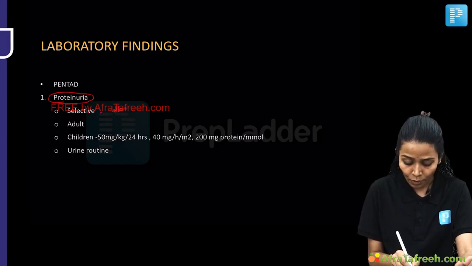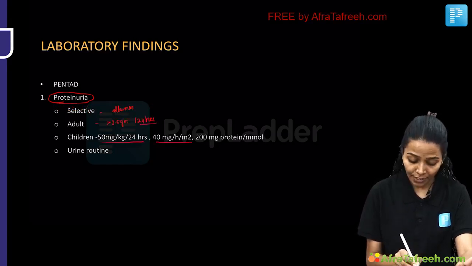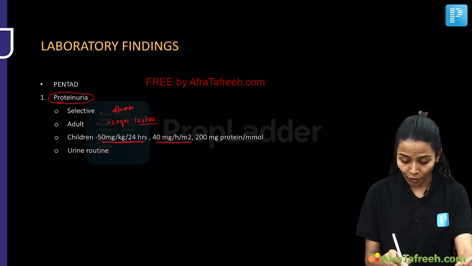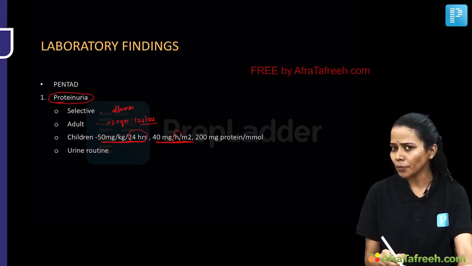Okay. To call it nephrotic range in adults, it should be more than 3.5 gram in 24 hours. Whereas in children it can be 50 milligram per kg per 24 hours or it can be 40 milligram per hour per meter square. So here you can see for 24 hours, here per hour is used because in children 24-hour calculation is not going to be easy.